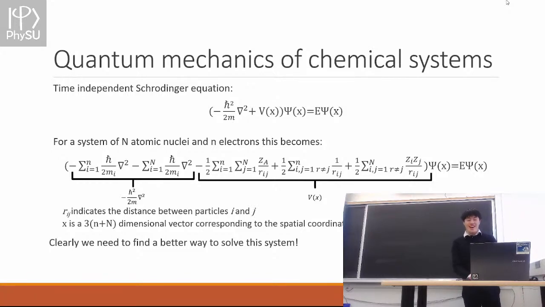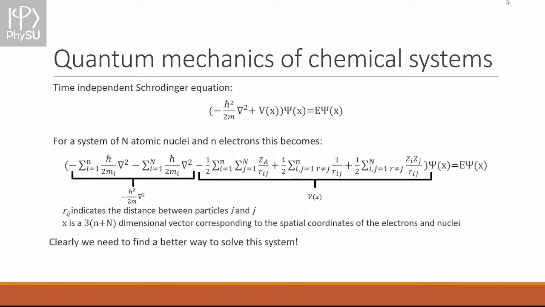Unfortunately, it's pretty bad. As you can see here, this is the full Hamiltonian for any chemical system. If you have N atomic nuclei and n electrons, big N for the atomic nuclei and small n for how many electrons there are. So this is the full Hamiltonian, the full Schrodinger equation.